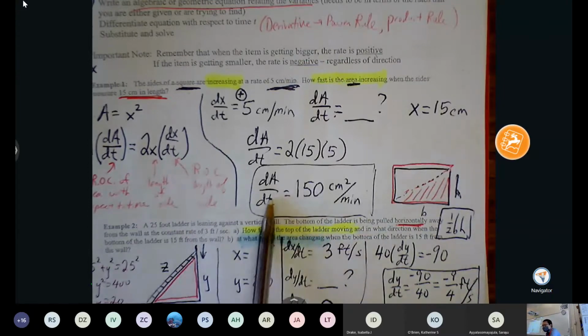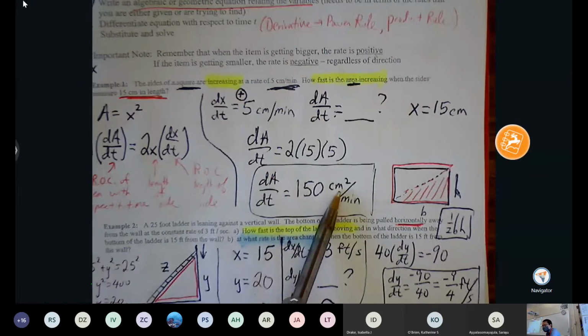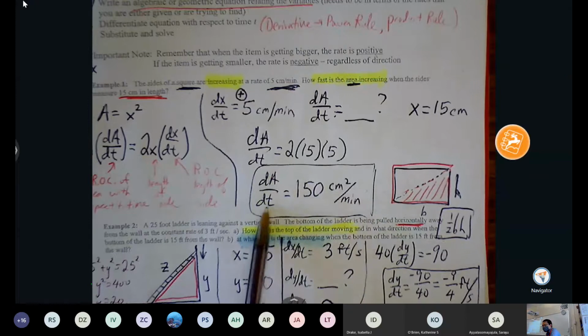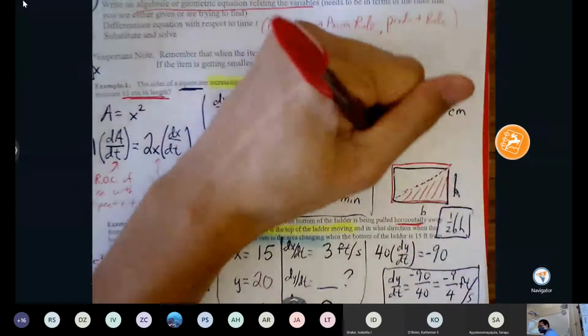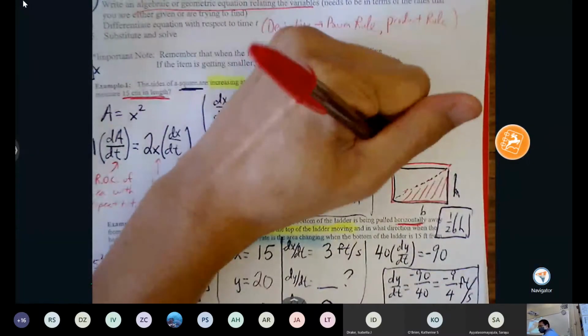Our units of measure, area has its own unit, time has its own unit. So area is a two-dimensional unit, so square centimeters or centimeters squared. Time is minutes, so we just put them over each other, centimeters squared per minute. Make sure you're not saying centimeters per minute squared, right? That's something else. That's acceleration, right?